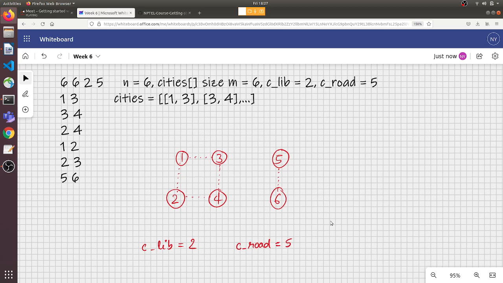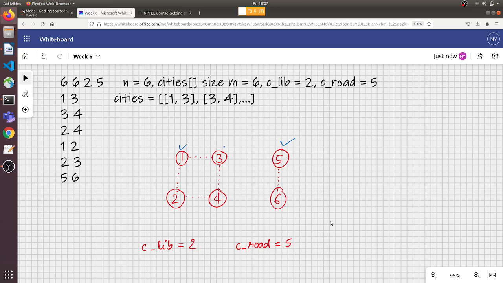For 21, make a pair of nodes. Okay, one library and one road. 7 into 3, 3 nodes, one library. As road cost is more, we will not make more roads. So then we make pairs of 1, 3, 5, 6 and 2, 4.